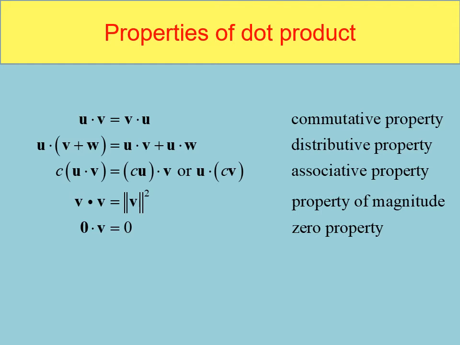The fourth one is the one we just got through talking about. Notice in the last one, you've got the 0 vector dotted with the v vector, which comes out to be the quantity 0, not the vector 0.